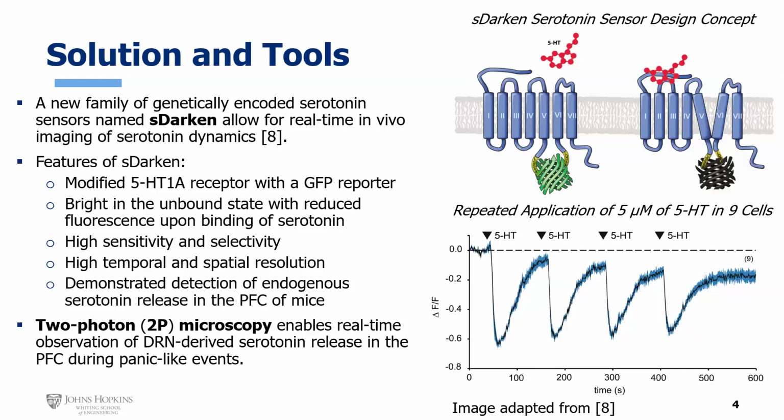The sDarken sensor is bright in the unbound state, but when it's reduced, it's fluorescence with reduced fluorescence upon binding of the serotonin. So you can see in the upper right, when the serotonin is unbound, the reporter is illuminating, and when the serotonin binds to the 5-HT1A receptor, the fluorescence decreases.